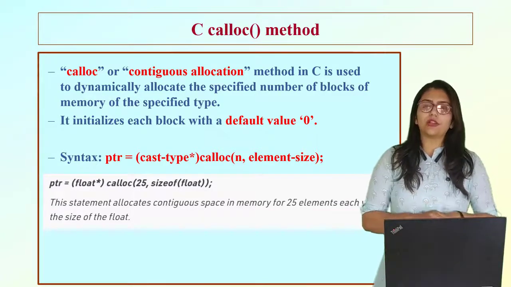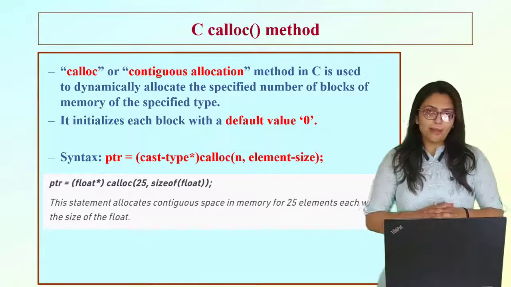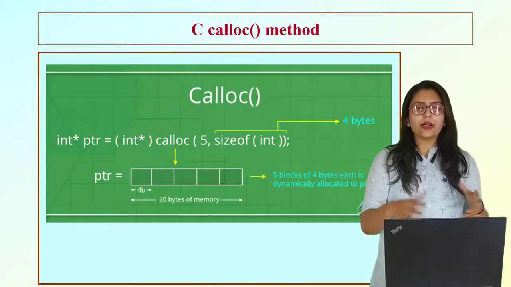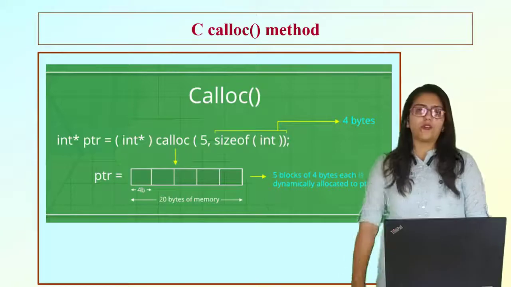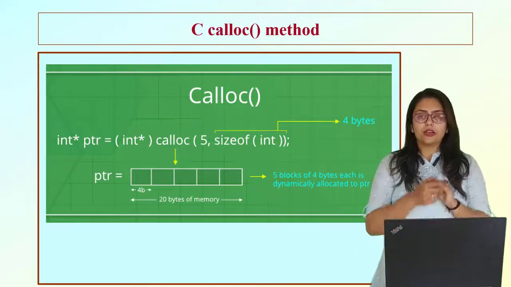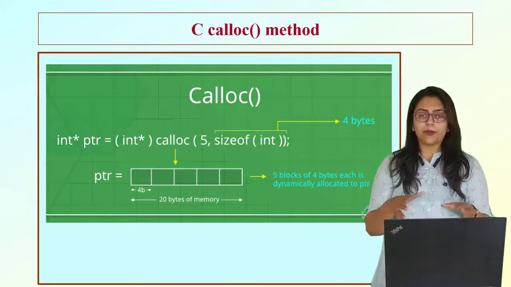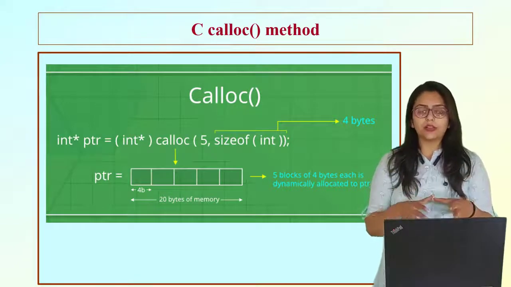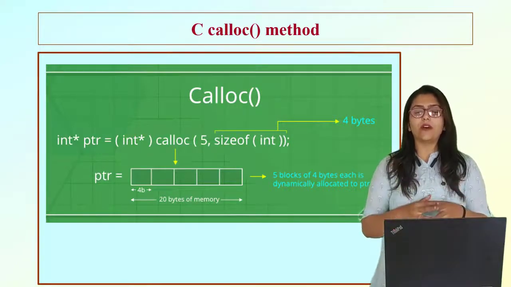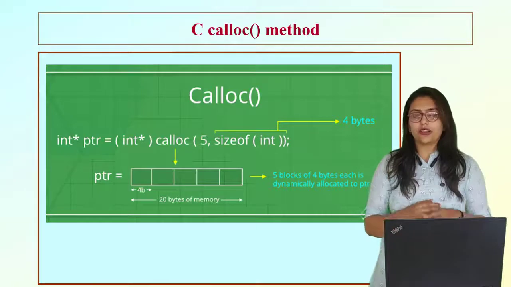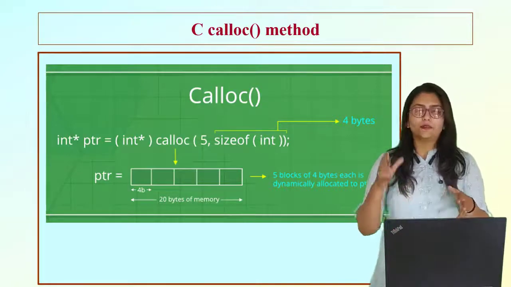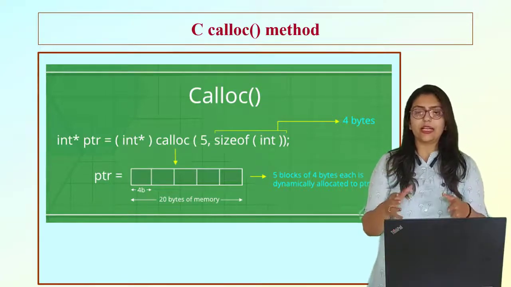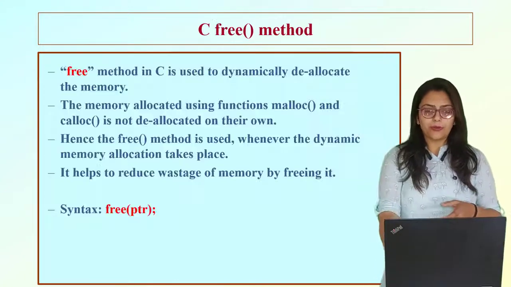In case of malloc we are just providing the single block of memory. Now after that you can see the graphical representation of calloc over here, in which the syntax is something like int pointer ptr equal to integer pointer calloc 5 into size of integer. So size of integer is generally 4 bytes. So total 5 elements you will need 20 bytes of memory.